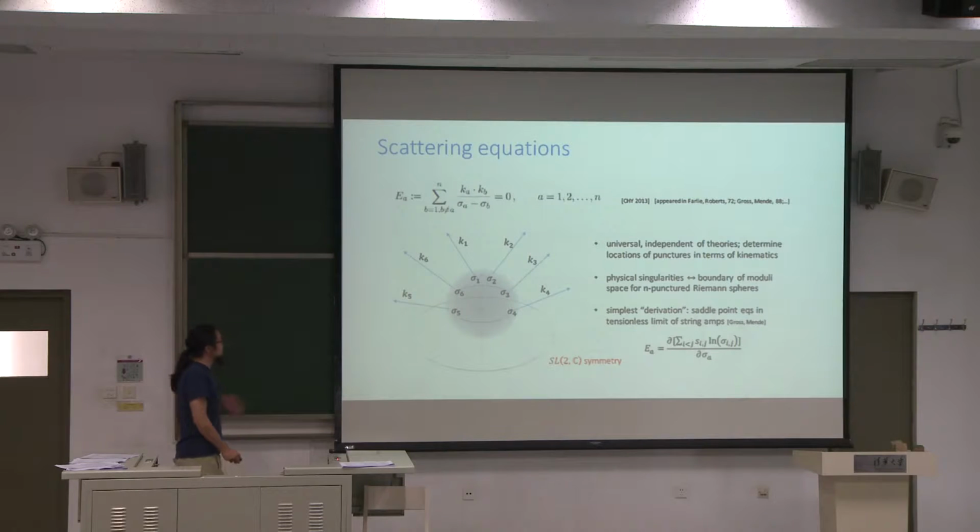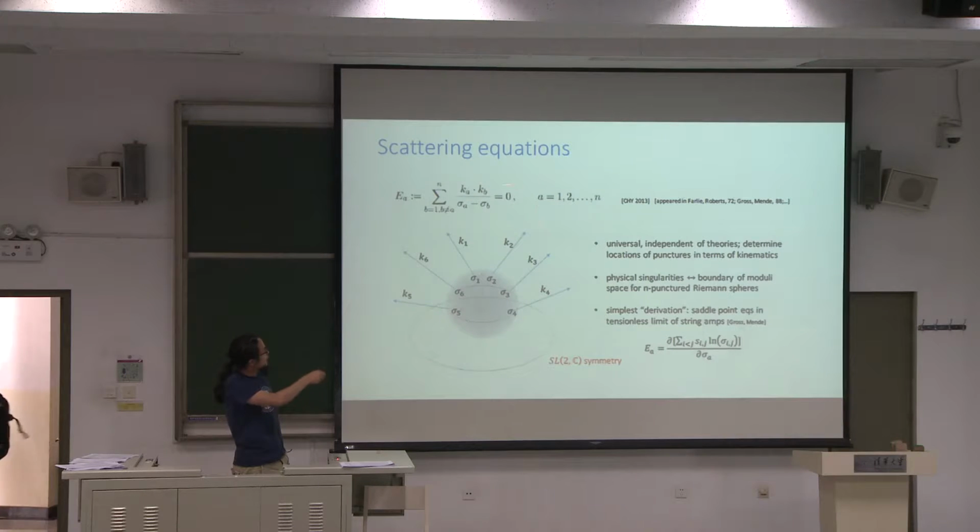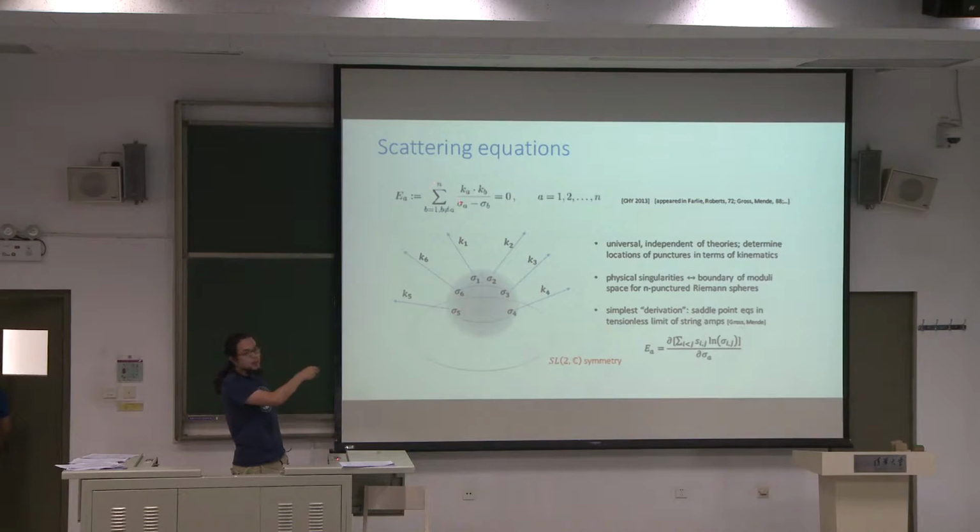So let me start by introducing the basic ingredients of the formulation. The kinematic part of the formulation is very simple. It's encoded in the so-called scattering equations. These are just n equations that determine the locations of n punctures on this Riemann sphere in terms of the kinematics of n massless particles. So you give me n massless momenta, I solve these n equations and get the solutions for the n punctures.